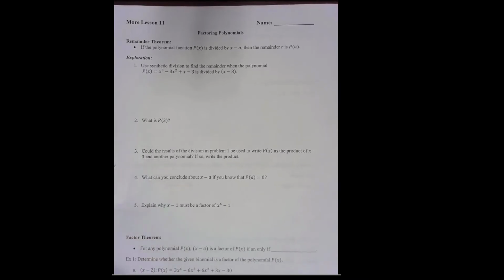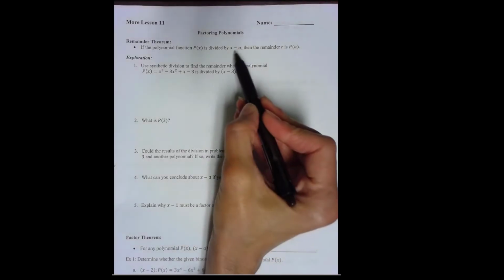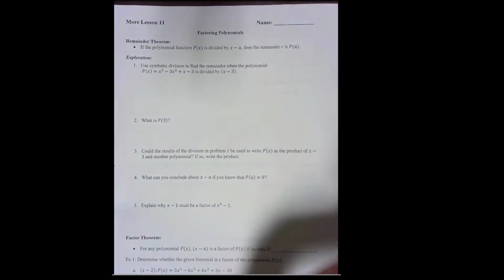Okay, so we'll start right in with the remainder theorem, and the remainder theorem says that if you have some polynomial function p of x and it's divided by a linear divisor, then the remainder r is p of a. Okay, and so we're going to go ahead and take a look at an example.